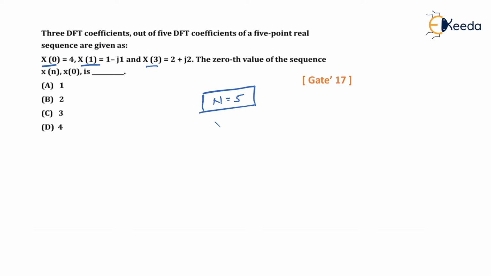So let me just write what they have given, and then I'll proceed with the question. So x of 0 is equal to 4, comma, x of 1 is 1 minus 1j, comma, x of 2 is missing, let me just put a blank mark, x of 3 given, it is 2 plus 2j, and you know what, even x of 4 is not given, so I'll put a blank mark. This is x of k given to me, and what in return they are asking you is the value of x of 0.